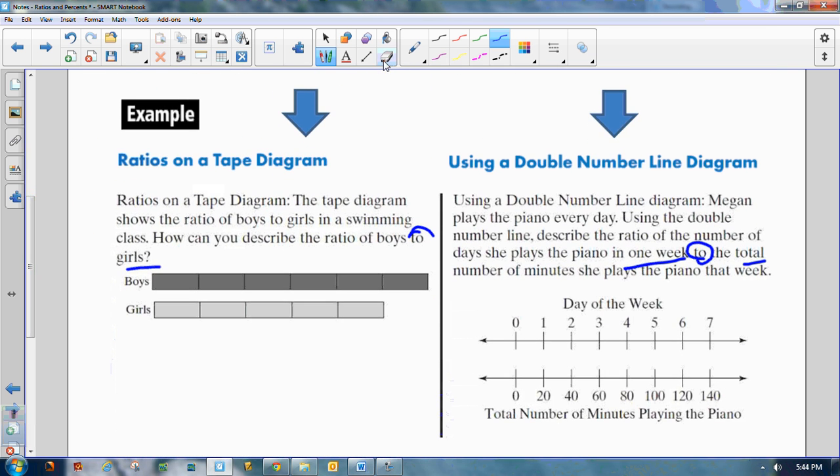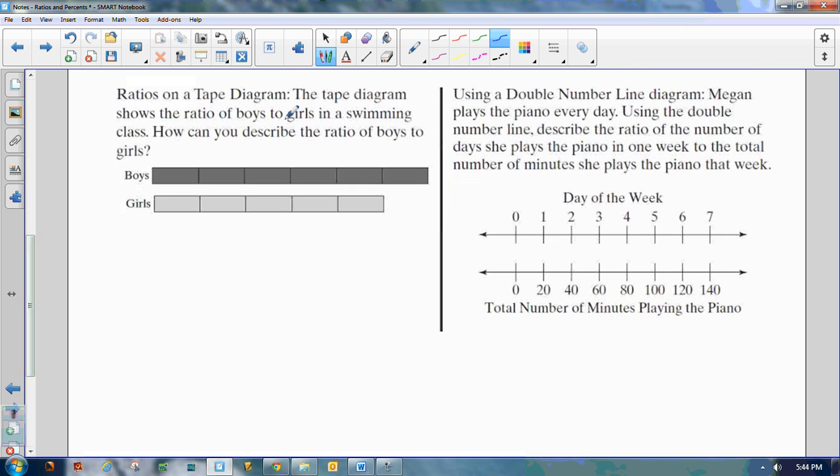Our next examples here are ratios on a tape diagram and using a double number line diagram. We will start with the ratios on a tape diagram. This scenario says that the tape diagram shows the ratio of boys to girls in a swimming class. How can you describe the ratio of boys to the ratio of girls?